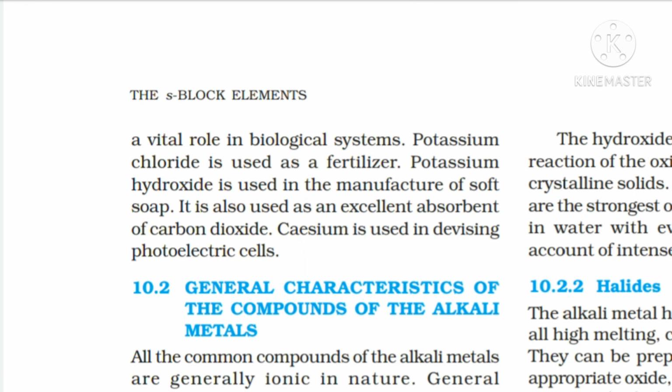Then general characteristics of the compounds of the alkali metals. This topic is discussed in the next video.